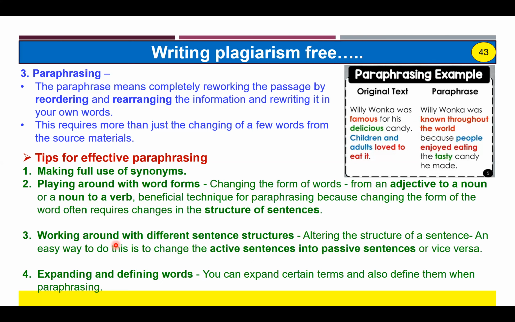Okay. Another way is working with different sentence structures, right? Sometimes you are using an active sentence, then you make it a passive sentence, or a passive is there, then make it an active sentence. But generally, active sentences are avoided in general scientific writing. So be careful, but if somewhere they are required, you can use that. The last one is expanding and defining the words. Sometimes a shortcut way has been written, but you can elaborate it and make it like your own writing, right? So these are the tips belonging to paraphrasing.